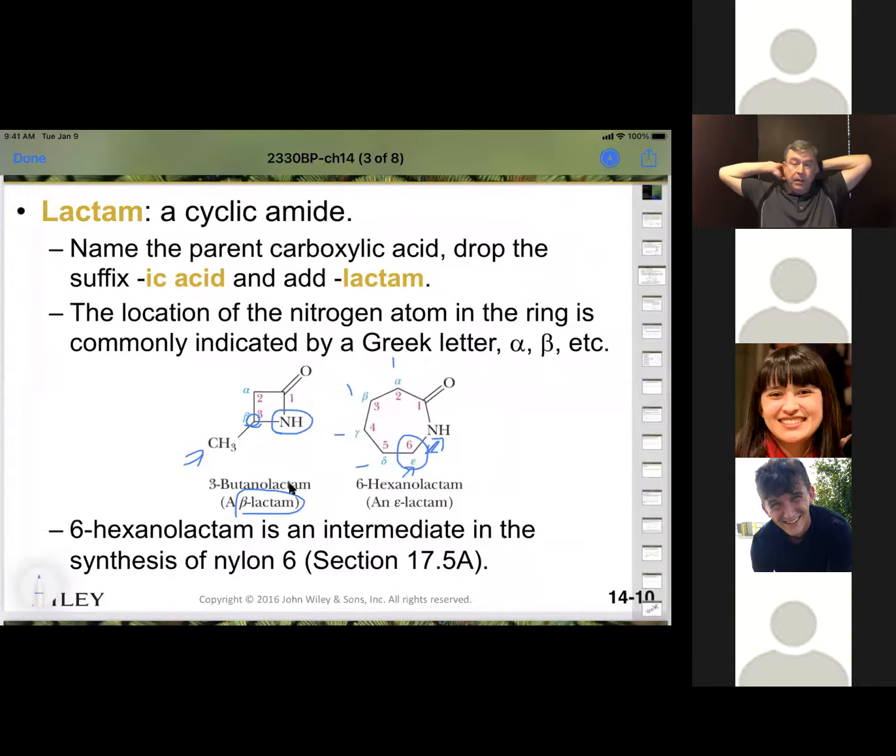So the carboxylic acid derivatives have this really easy stepwise name. Carboxylic acid is the parent, change the name to the functional group.